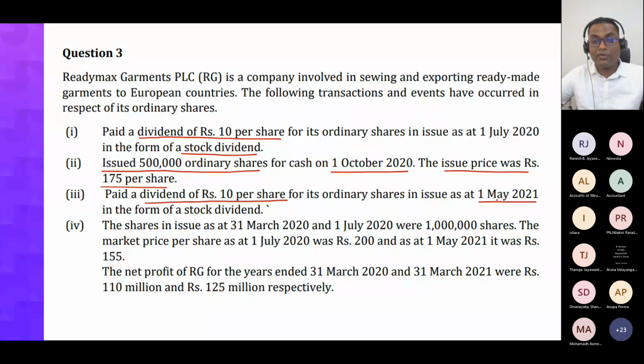as at 1st May 2021. That is after the financial year. After the financial year, another 10 rupees dividend per share, again in the form of what? Stock dividends.